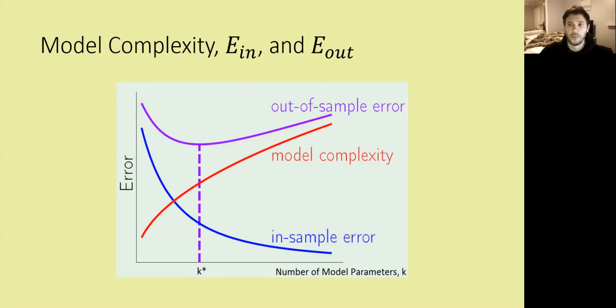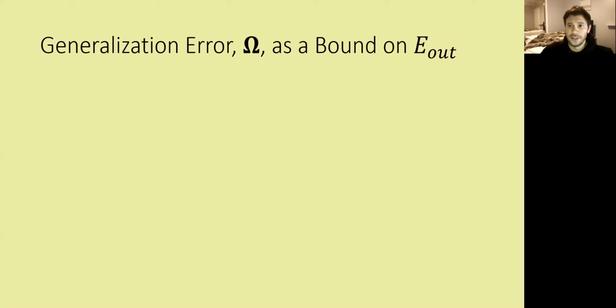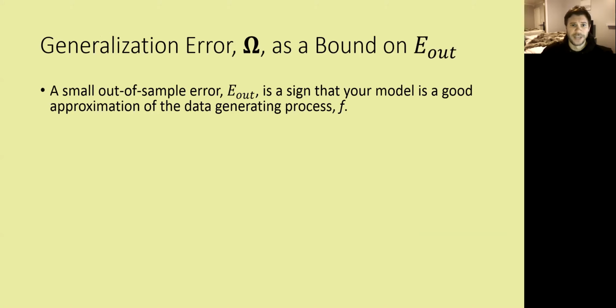Let's go ahead and talk a little bit more about the difference between our in-sample error and out-of-sample error here. The out-of-sample error, E out, I'm going to use that here to denote out-of-sample error. If that is very small, that is a sign that your model is a good approximation of the actual process that is generating the data. The tricky part about all of this, again, is we don't ever really know what that population function is, what that data generating process is. We can make our best guess at it, but we don't really know what it is.